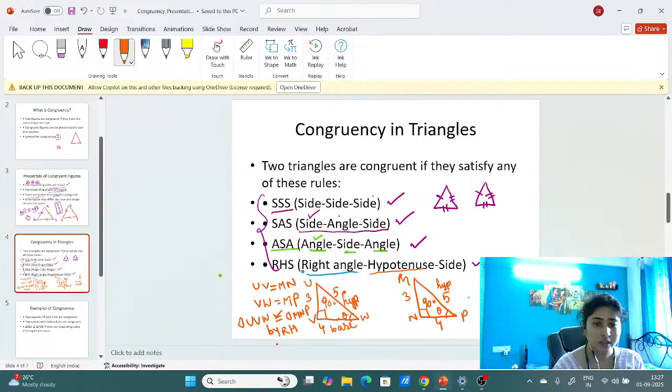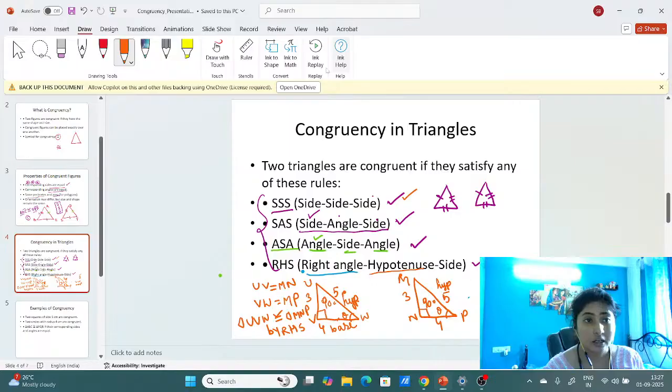I think you are making fair notes there. You can write it very nicely. Here, just for your understanding, I wrote it. So these are the criteria we have to remember: SSS, SAS, ASA, and RHS. These are the criteria we read today.